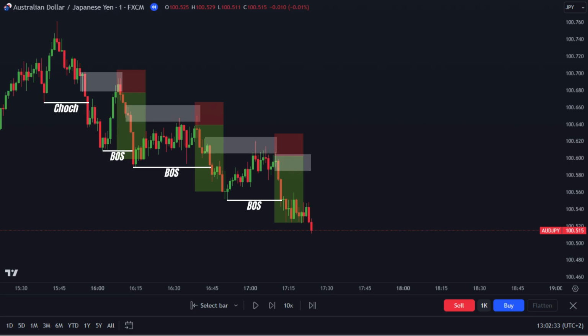Price has presented us with another supply zone for potential selling opportunities. However, I advise traders to stay away from this 4th setup because we are now in a phase of market exhaustion.